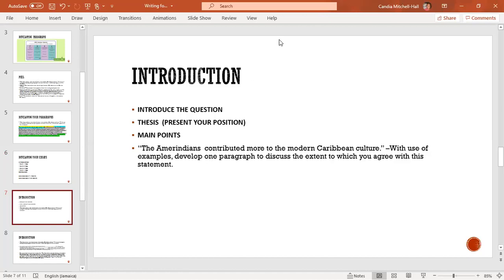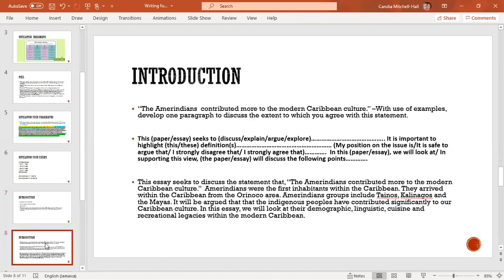Shirley would have agreed to it. So that's their position on it. And then you're going to give your main points. So there are three ingredients when we are marking for the introduction that we look for. Introduce the question, state your position, and ensure that your points are, well, not developed, but your points are listed there. I'm going to give an example of an introduction.